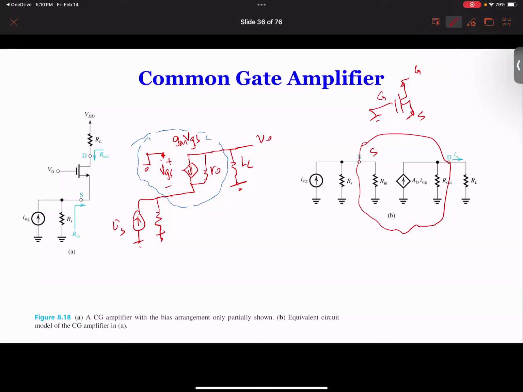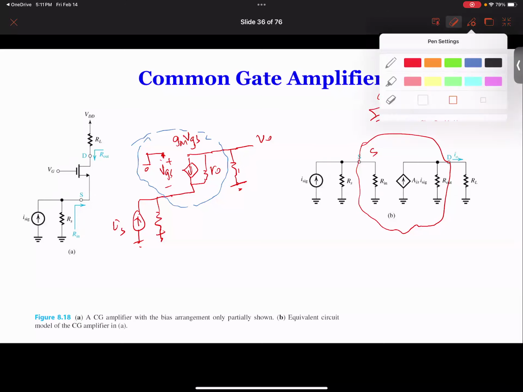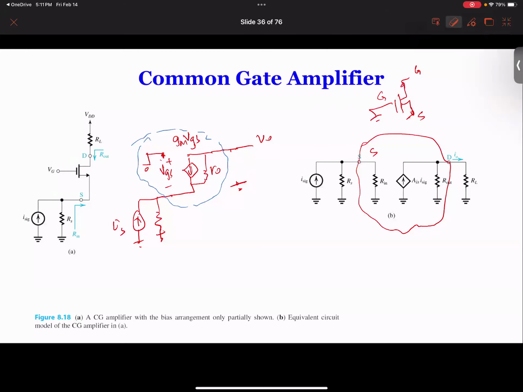So our input is connected to the source and our gate is grounded. And then our output is connected to RL. Okay, this looks bad. Let me erase this thing. So this is the circuit we have.